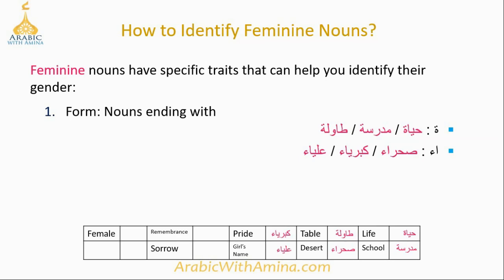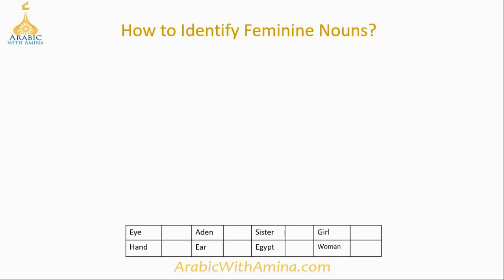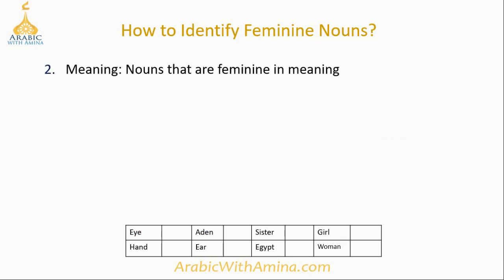The last ending that indicates feminine nouns is ya maqsura. An example of this would be dhikra, meaning remembrance, asa, meaning sorrow, or untha, meaning female. An exception to ya maqsura being feminine is Yahya, which is a boy's name. Another way to identify the feminine noun is by meaning. Nouns that are female in meaning will be feminine, such as bint, meaning girl, imra'a, meaning woman, or ukht, meaning sister. All of these nouns represent females, so the noun is feminine.